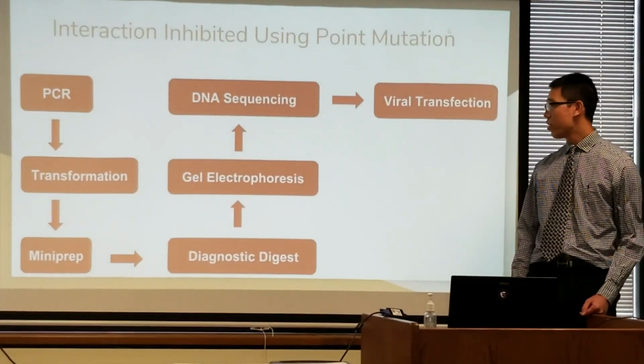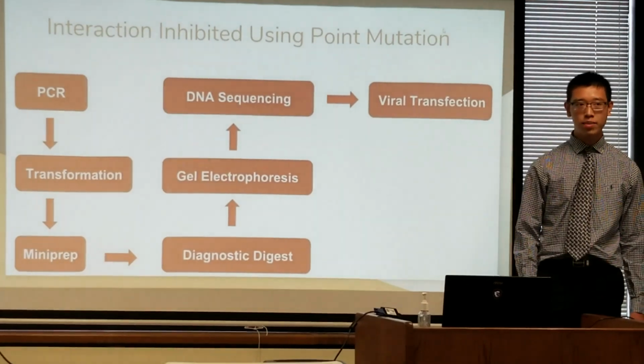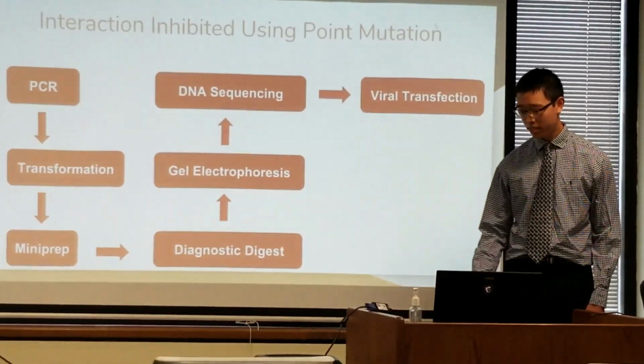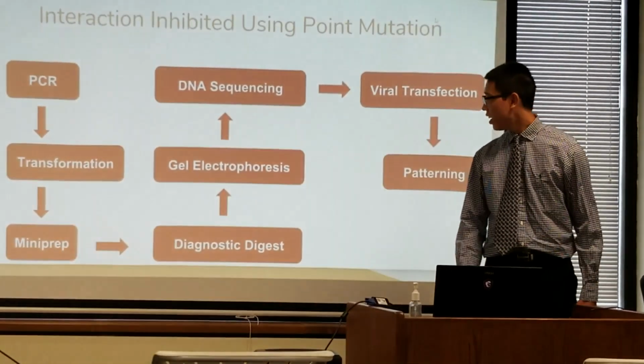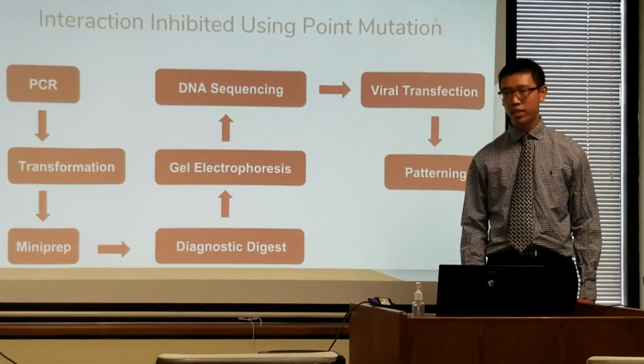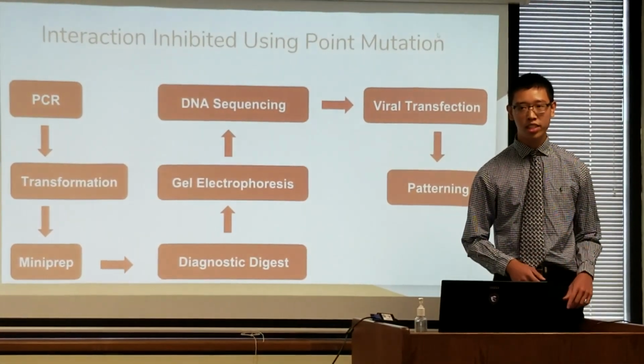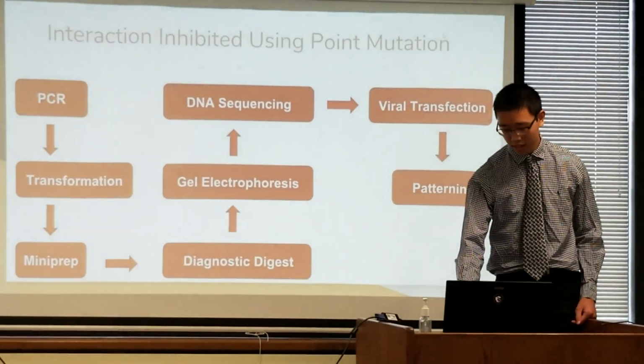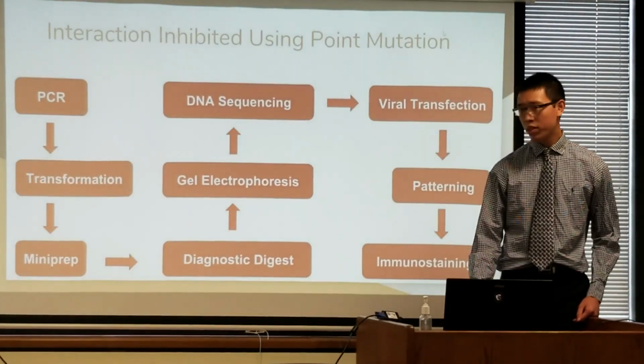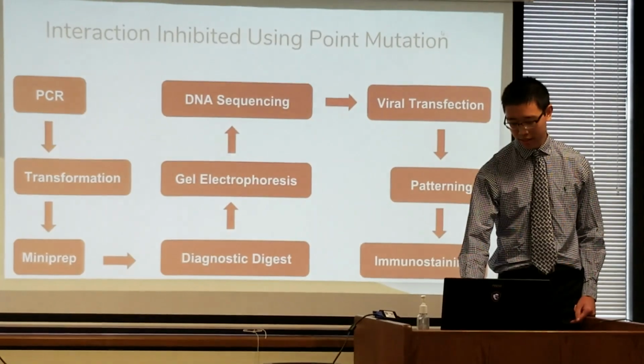And then I would do a biotransfection, which is just taking the plasmid DNA that I got and putting them into mouse cells. And then I would pattern them, which is basically putting them and then shaping them like a star shape or a flower shape, as I showed before. And then some immunostaining to visualize the proteins within the cell.